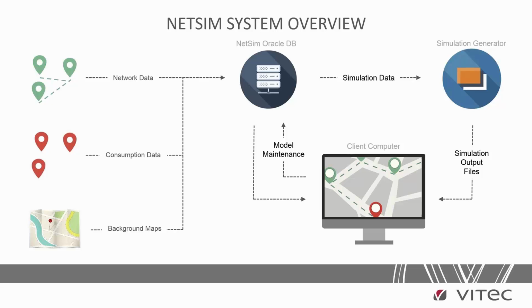Let's have a look at the NetSim system overview here. We have the NetSim Oracle database that you see in the middle of the screen. On the left-hand side, we have the data that we need in order to make a model, meaning a virtual grid that you can make calculations on. That's network data, consumption data, and background maps. We will get back to what type of data these different topics have under them. We put that information into the NetSim Oracle database, and as you can see, you can access that from your client computer with NetSim, and you can also make changes in the model.